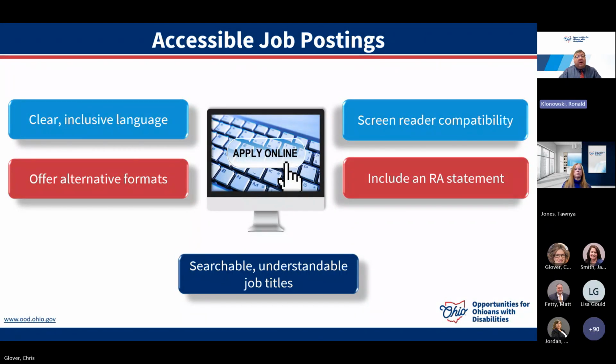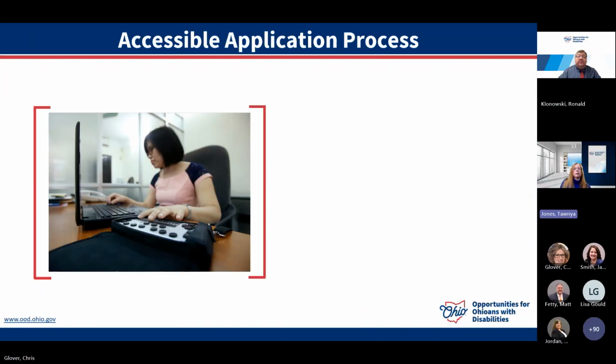Tawnya, will you share the best practices about how an accessible application process can be just as inclusive? Sure, I'd be happy to. So once your job postings are accessible and inclusive, the next step is to ensure your application process supports that same level of access. This includes your hiring website, application platform, and outreach methods. So here are some best practices to consider.